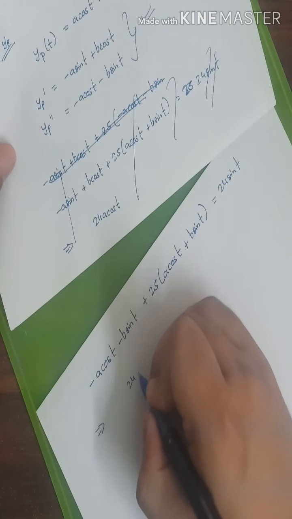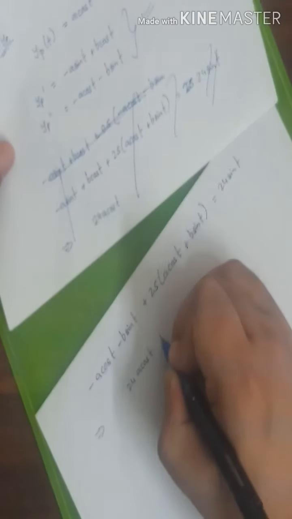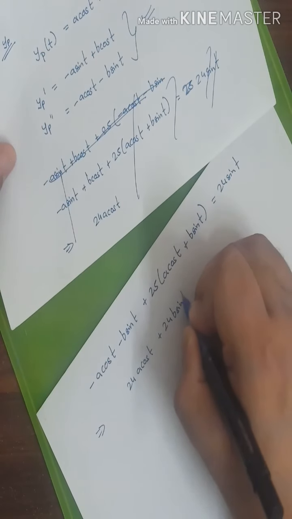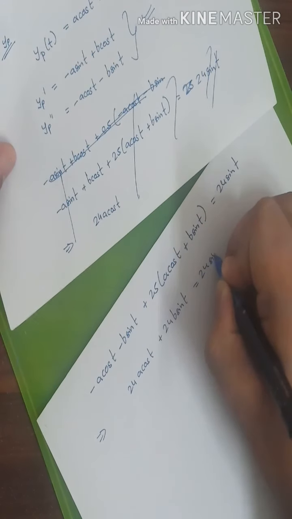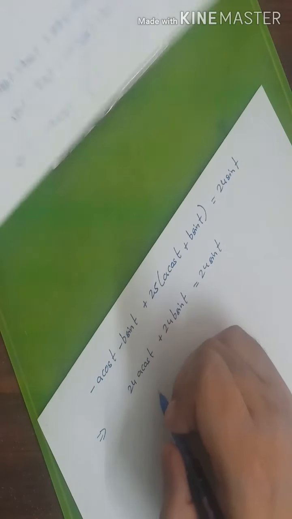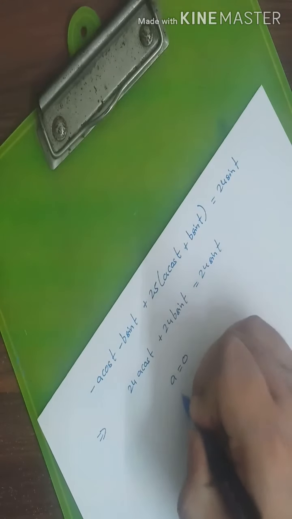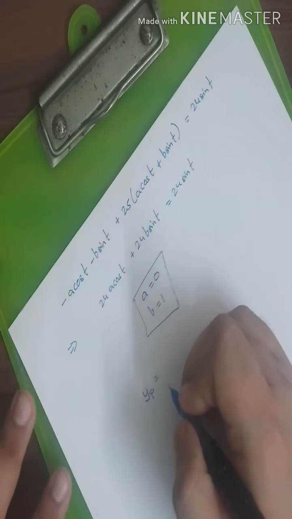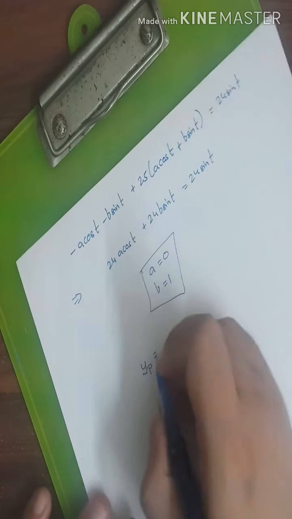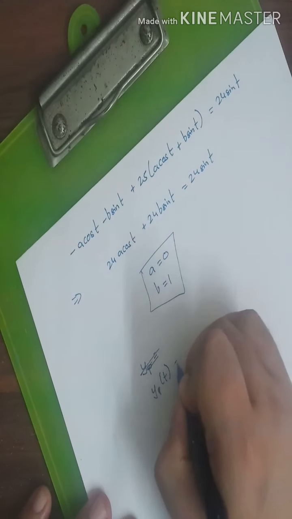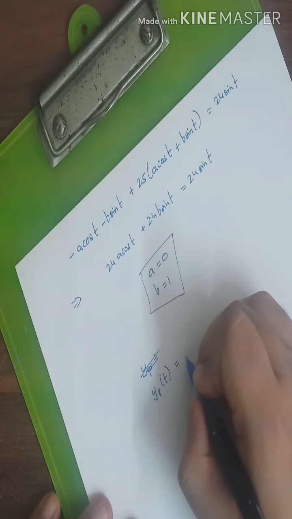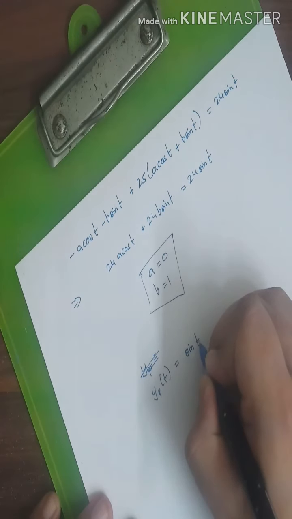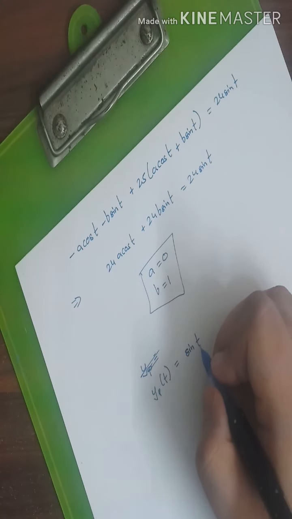Simplifying it, what we get is 24 a cos t plus 24 b sine t equals 24 sine t. Comparing the LHS and RHS, what we get is a is equal to 0 and b is equal to 1. Therefore our solution yp is, so a was 0 and b is 1, so yp here is sine t, and that's it.